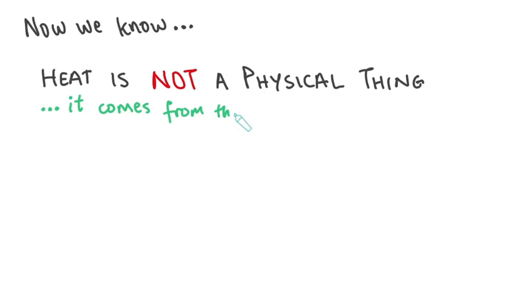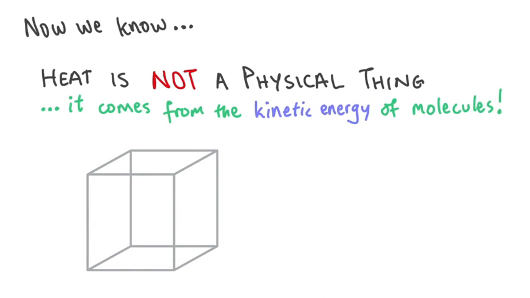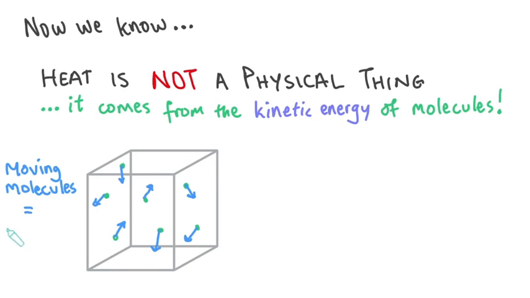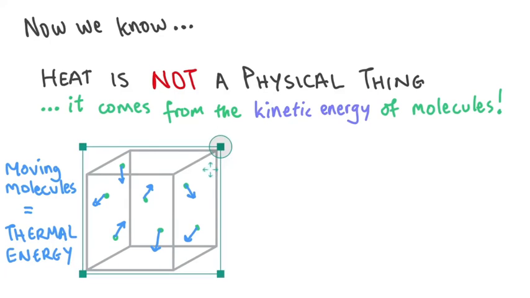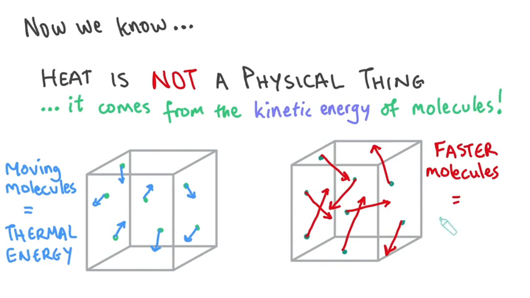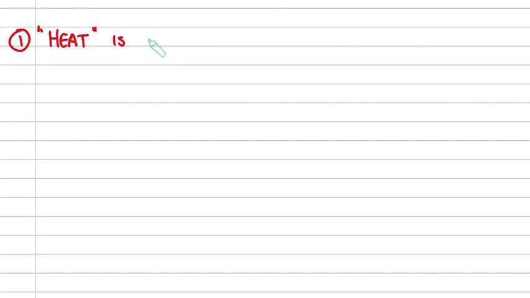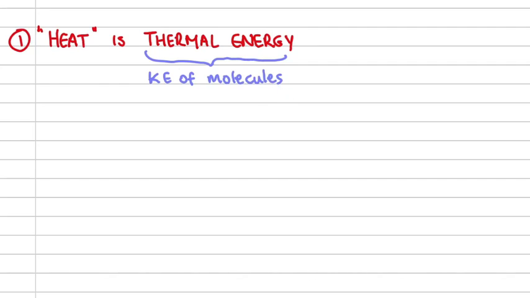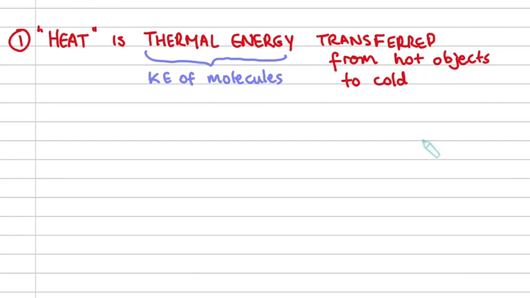Heat is the result of the kinetic energy of the molecules in an object. That's their energy of motion. Once the molecules in an object are moving, it has thermal energy. The more thermal energy the object has means the faster its molecules are moving. So heat is just thermal energy. That's the kinetic energy of the molecules in an object, which is transferred from hotter objects to colder objects.